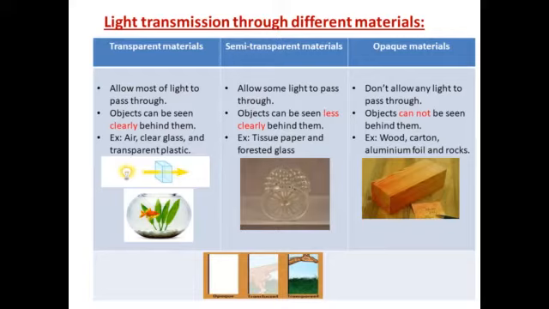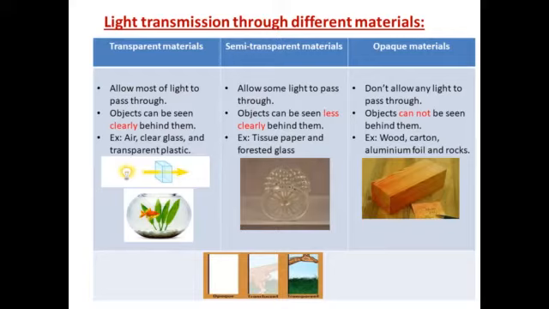The last category is opaque materials, which never allow any objects or any light to pass through them, and objects cannot be seen behind them. Like what? Like wood, carton, aluminum foil, and rocks.